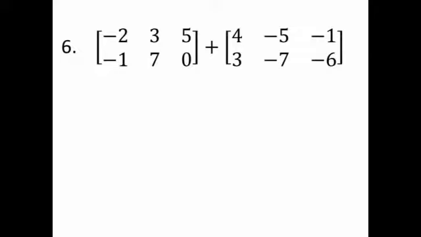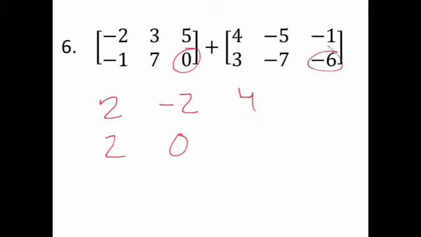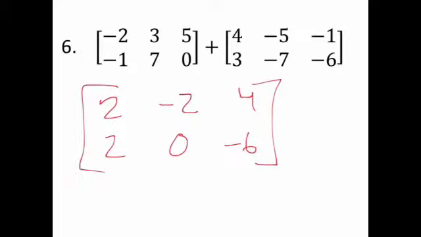Moving on to 6, if you want to add matrices, you just add the corresponding parts. So I'm going to do negative 2 plus 4, which is 2. And I got 3 plus negative 5, that's going to give me negative 2. 5 plus negative 1 is going to give me 4. Negative 1 plus 3 is going to give me 2. 7 plus negative 7 is 0. And 0 plus negative 6 gives me negative 6. And there's my resulting matrix.